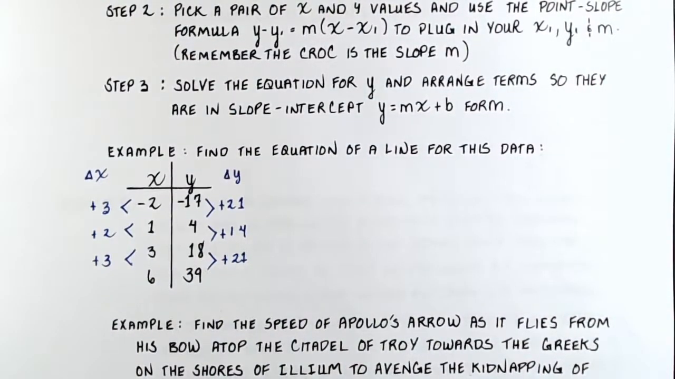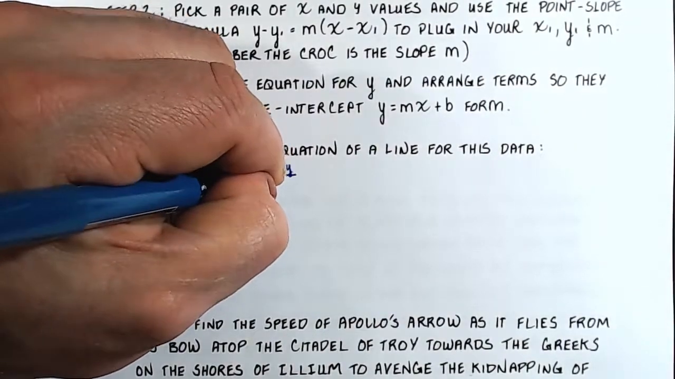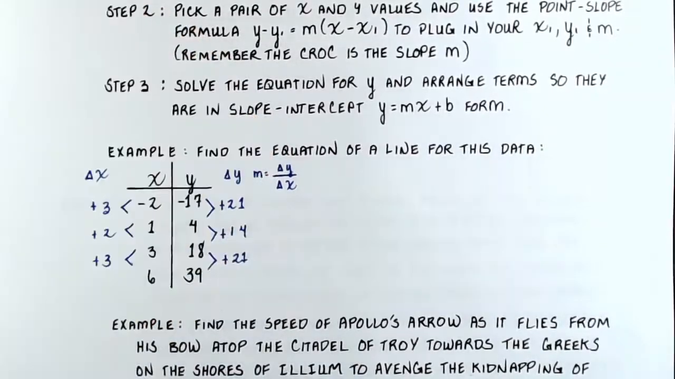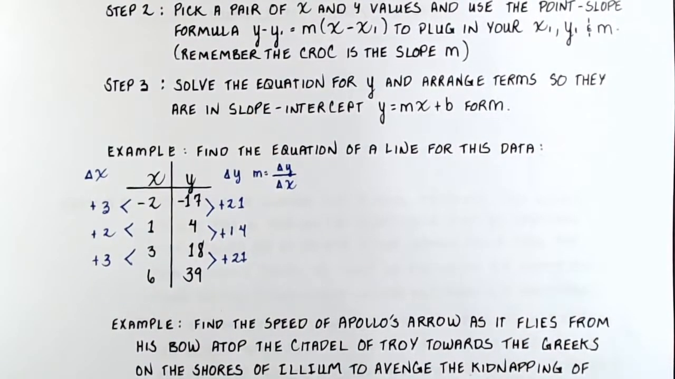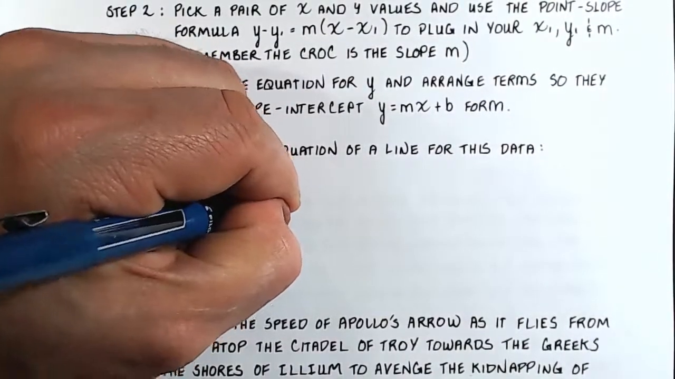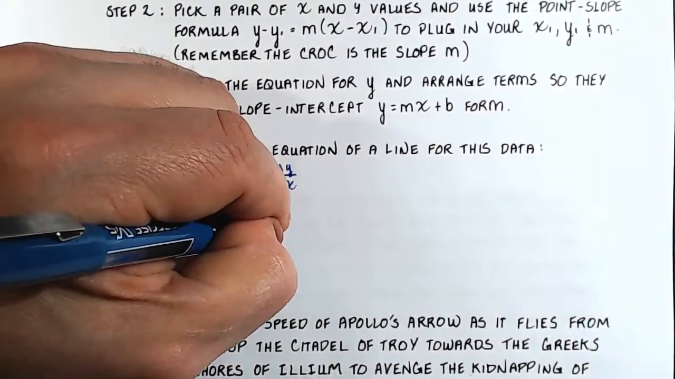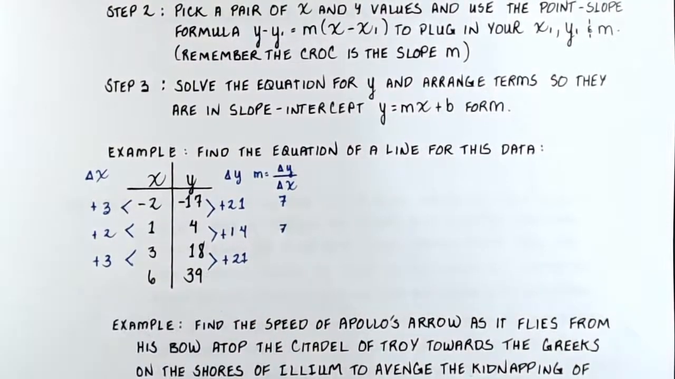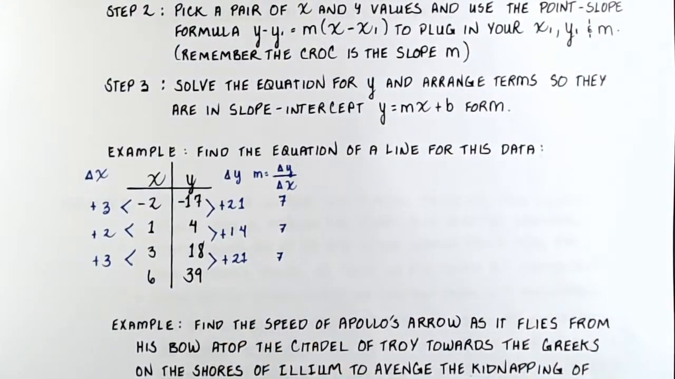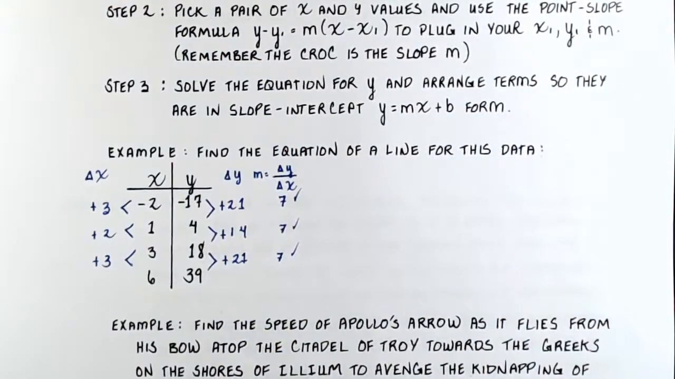Well, now I need to compute the change in y over the change in x, because that was one of our definitions of slope. M equals change in y over change in x. I'm just dividing 21 by 3, and I get 7. And I'm dividing 14 by 2, and I get 7. And I'm dividing 21 by 3, and I get 7. So in each case, I find that the slope is 7. These are all the same, so I'm ready to proceed.